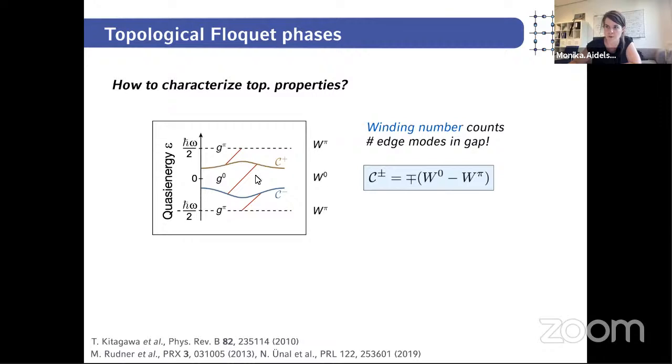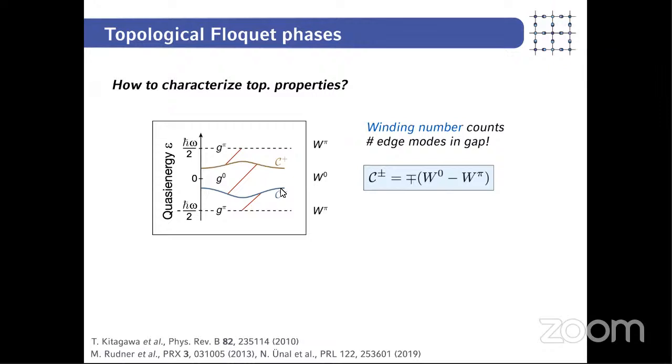So here W0 would give you the number of edge modes around 0 energy, and W pi would give you the number of edge modes at the edges of the Floquet Brillouin zone. And then the difference between the winding numbers above and below a band is equal to the Chern number. But now these two winding numbers are two independent quantities which fully characterize the system. If I know these two Chern numbers, C minus and C plus, they are not enough because those are not two independent quantities. The sum of C minus and C plus has to be equal to 0.